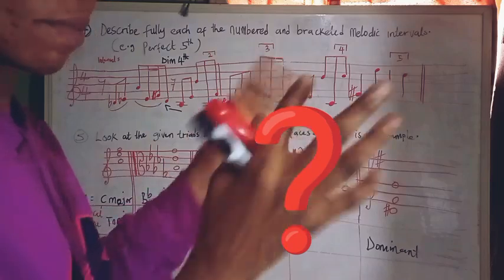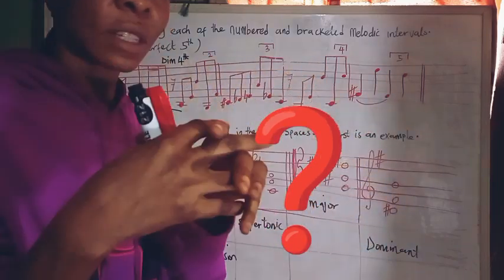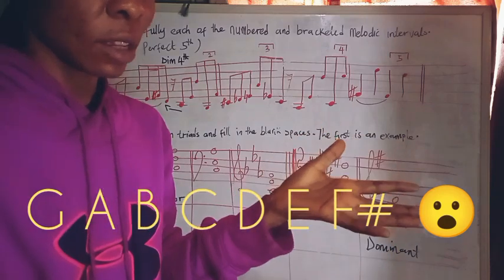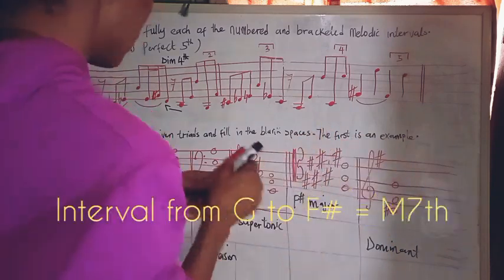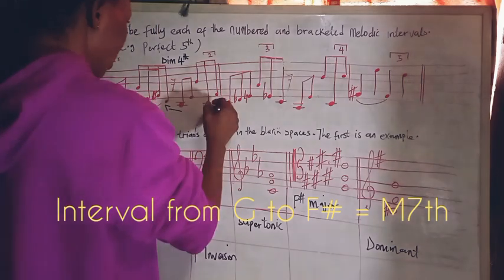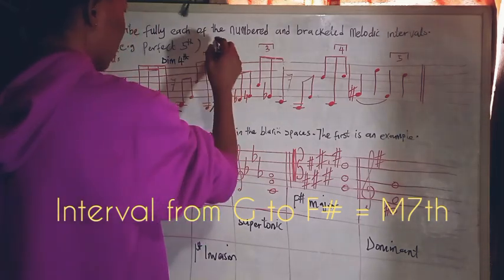The simplest way to know is to find out if F sharp is in the key of G. So you see it is. So that makes it a major seventh. So the second one here is a major seventh.